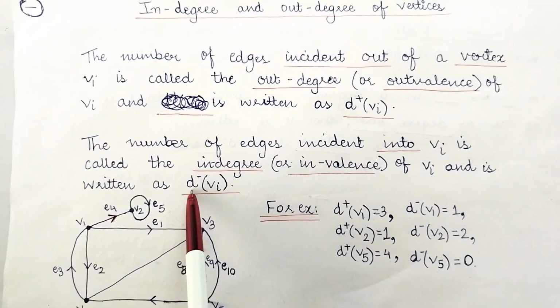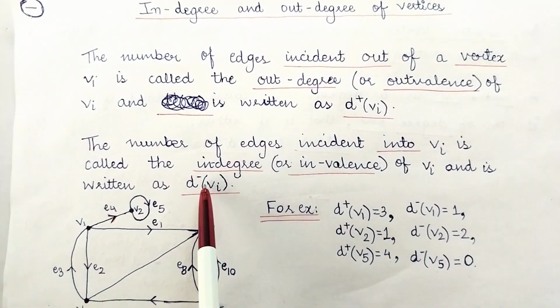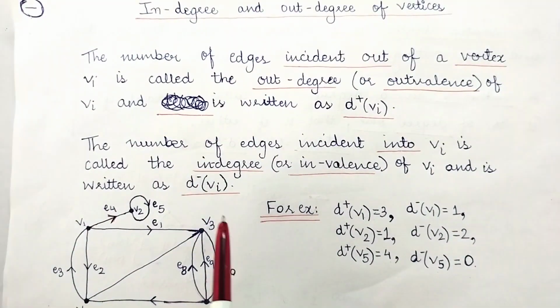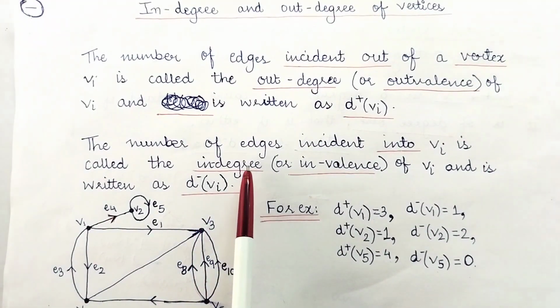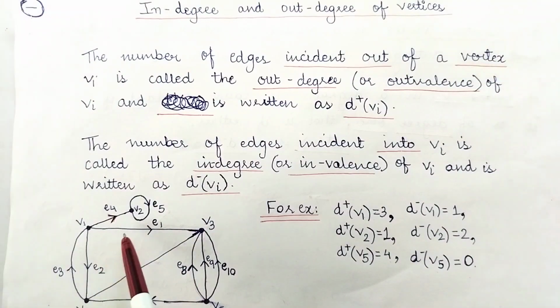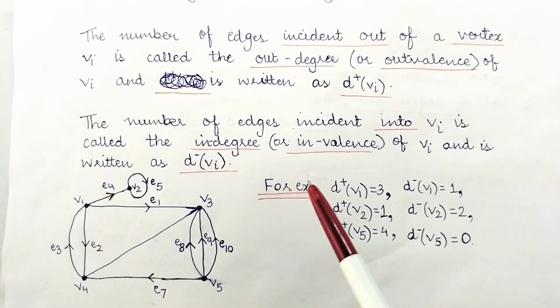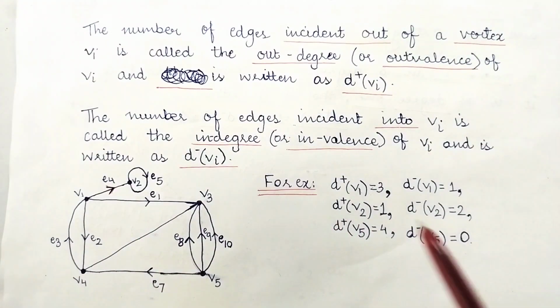D again here represents the degree of that particular vertex. A negative sign shows that we are talking of in degree, and Vi is that particular vertex whose in degree we are talking of. So this is how you define the in degree and out degree of a particular vertex. It's a very simple concept. In degree means the number of edges incident into a particular vertex, and out degree means the number of edges incident out of a particular vertex. Now if we take this particular graph, we can find the in degree and out degree of certain vertices.